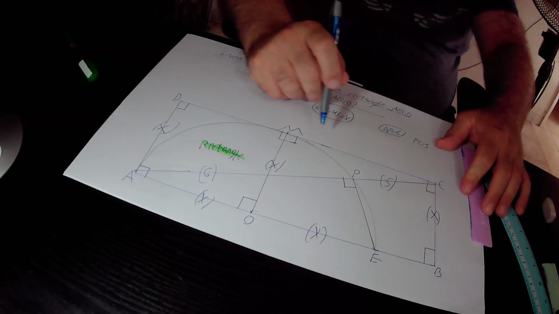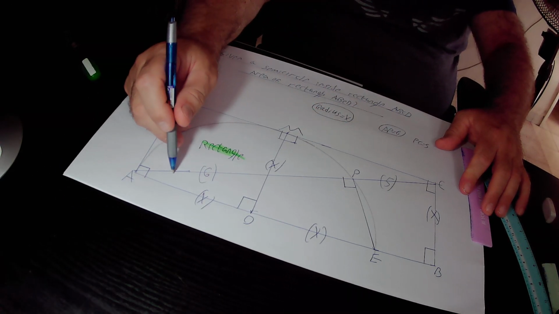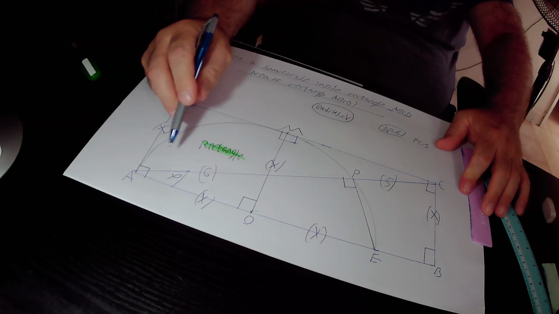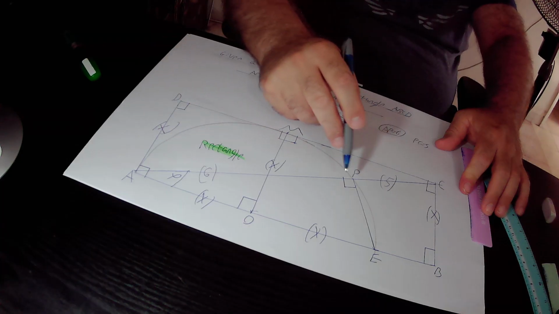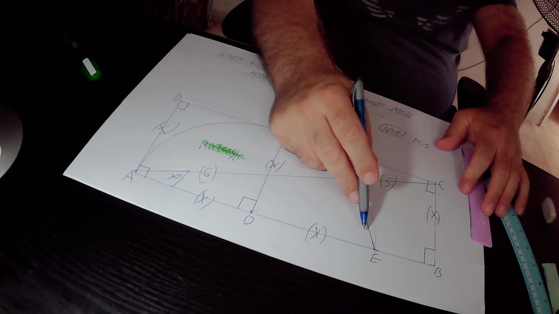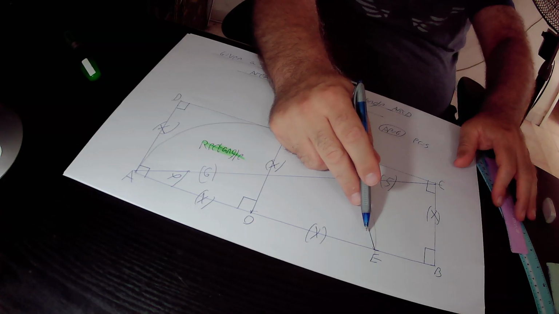We define the size of this angle as alpha, and we focus on the right angle APE. On the right angle APE, this angle equals alpha, this angle equals 90 degrees. Therefore, this third missing angle must be equal to 90 degrees minus alpha.